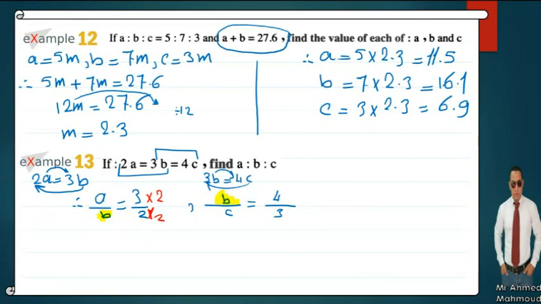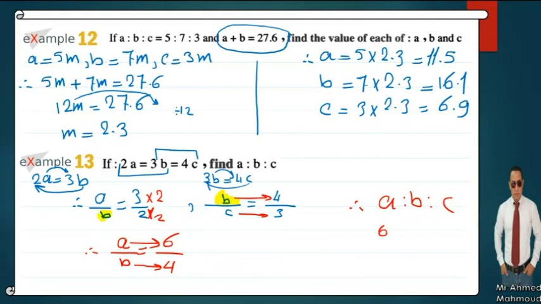Therefore a over b equals 6 over 4. Here a is opposite to 6, b opposite to 4, b opposite to 4, c opposite to 3. Therefore a to b to c is 6, 4, 3. This is the ratio in the simplest form. Well, we can solve it another way, but this is the best or the simplest way. Example 14.